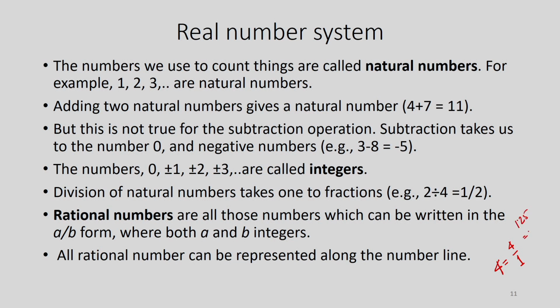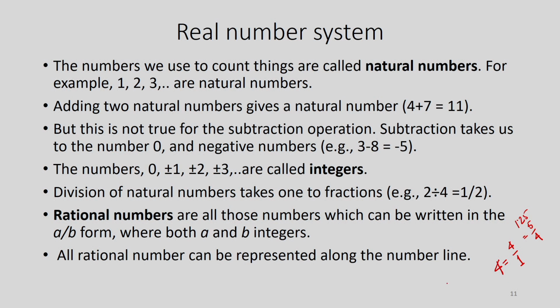1.25 can be written in what form? It is 5 by 4, right, 5 by 4. 5 is an integer, 4 is an integer. So, 1.25 is a rational number. Now, all rational numbers one can think of.